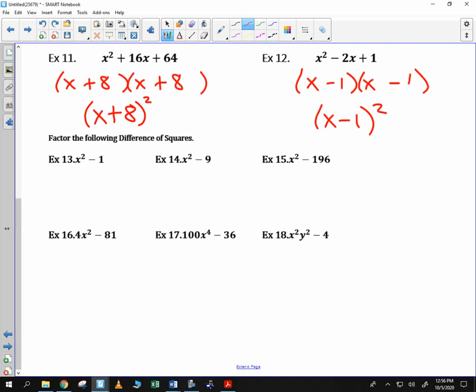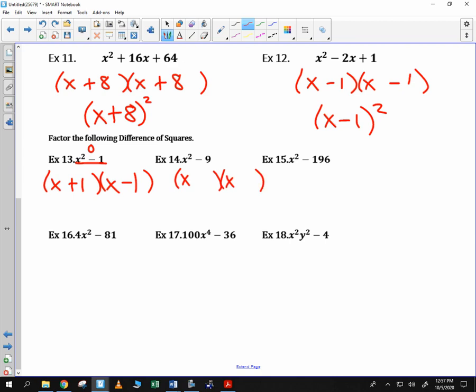We now have the difference of two squares. It's just like what we did up above. We have x, we have x. Now the difference is we want two numbers that multiply to negative 1, but they add to 0 because there's nothing in the middle. Well, positive 1 and negative 1 add to 0.